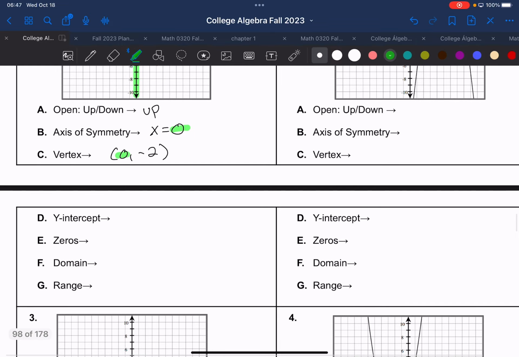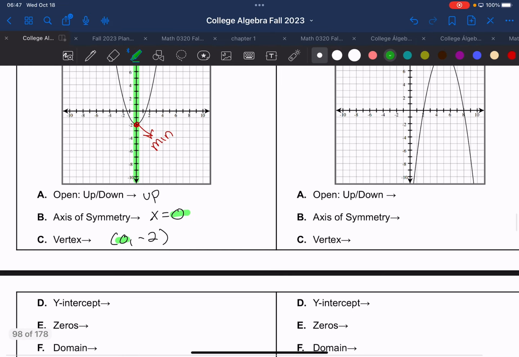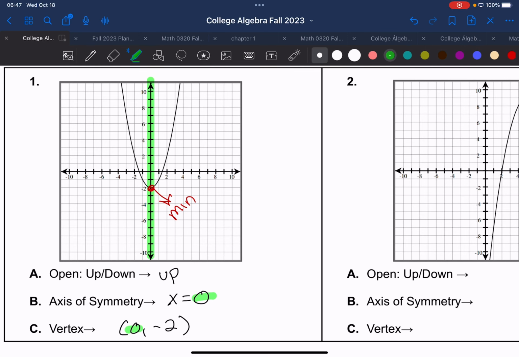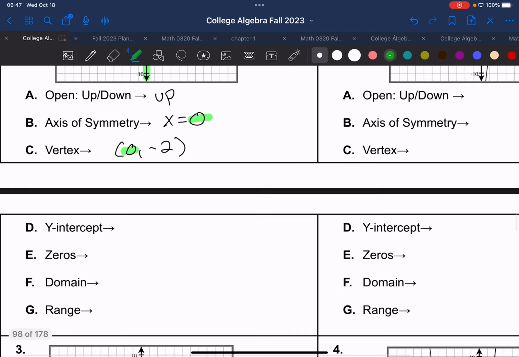Still got some parts here. So next we're looking at the y-intercept. So looking at our graph, where does the function cross the y-axis? Good, -2. How do we write that as a point?